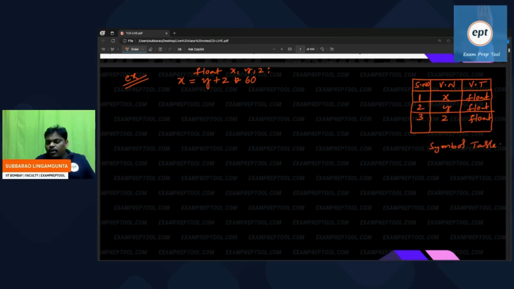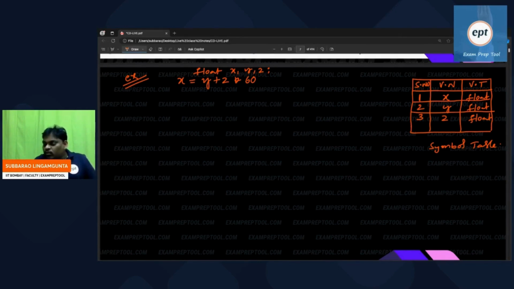Now one more thing I want to ask you. Can anyone help me? Did the symbol table come because of the declaration or not? If the declaration is not there, how do I know X type is float? How do I know Y type is float? How do I know Z type is float?